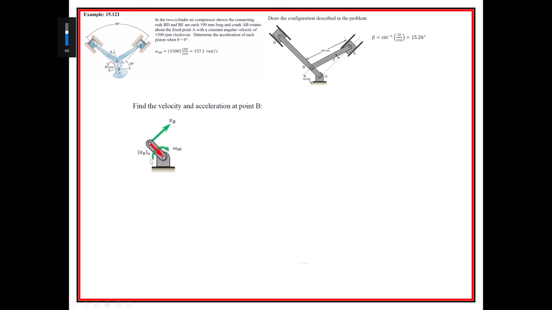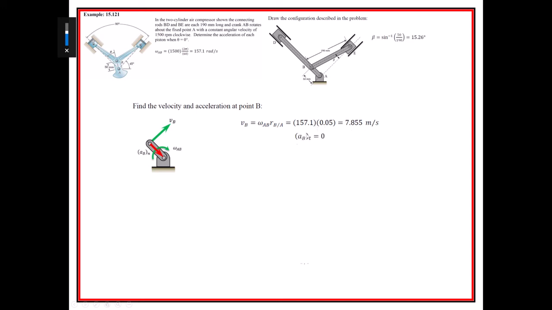In this, we're given the constant angular velocity, omega AB, that's clockwise, so we're able to find what VB is going to be equal to. That's just that angular velocity that we just turned into radians per second times its distance, and I turned it into meters per second instead of going for millimeters.